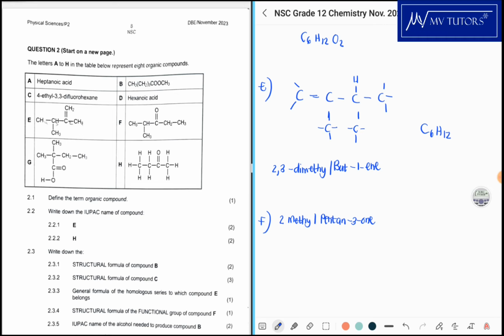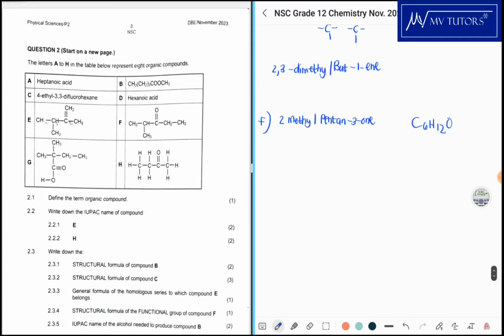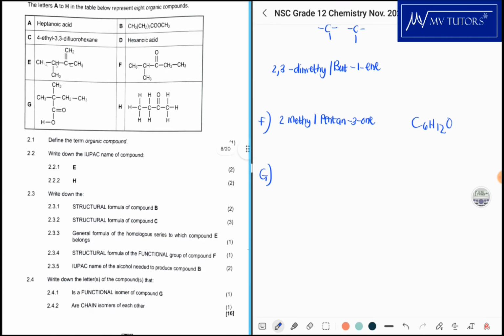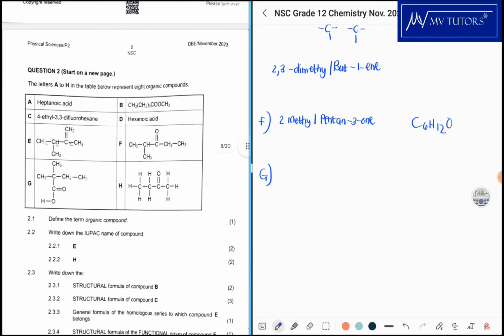All right. How many carbons do we have in total? 1, 2, 3, 4, 5, 6. Hydrogens: 3, 6, 7, 8, 9, 10, 11, 12. And then we have 1 oxygen. All right. Why am I counting the number of carbons and hydrogens? Well, just in case they want us to identify isomers, then it becomes easy for me to identify. Okay. And then G, I am going to rearrange it a bit.